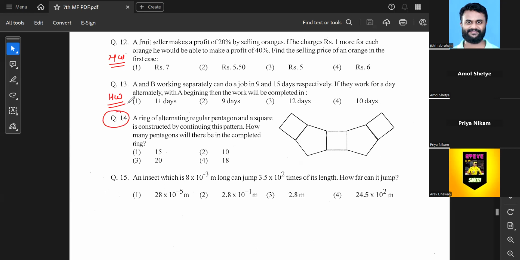Okay. Fruit seller makes a profit of. Did you try just now or had you tried before? I have tried before. Fruit seller makes a profit of 20% by selling oranges. If he charges 1 rupee more for each orange, he would be able to make a profit of 40%. So 20% profit is equal to 1 rupee. That's the logic.